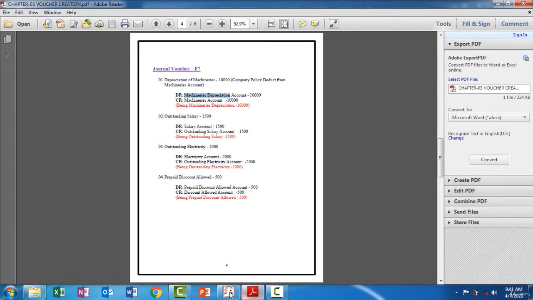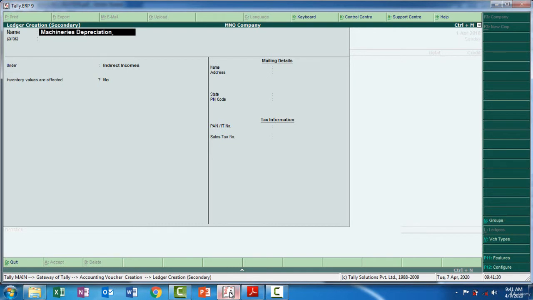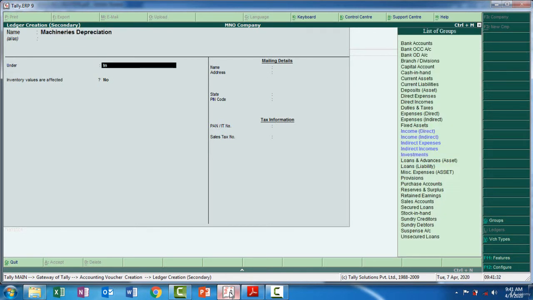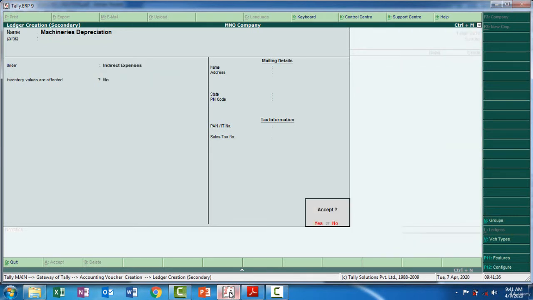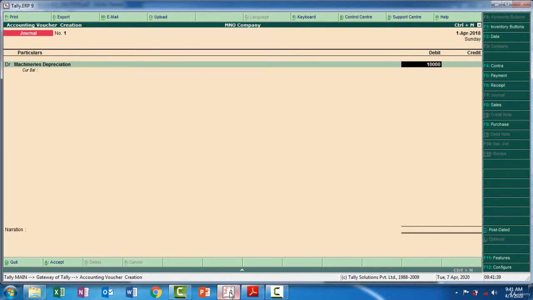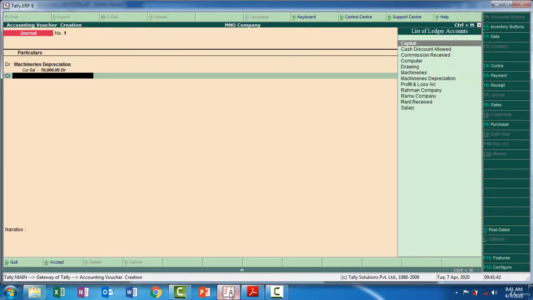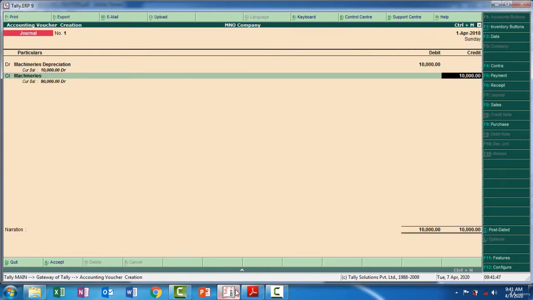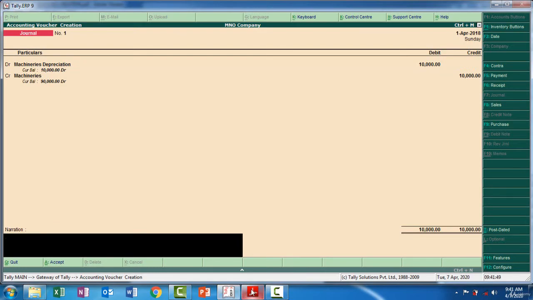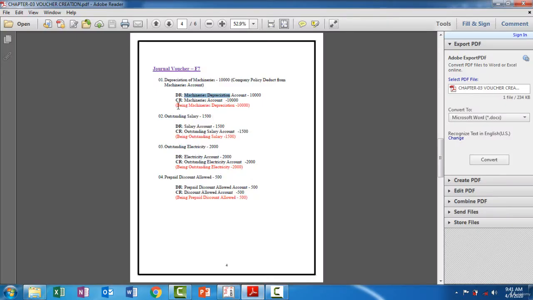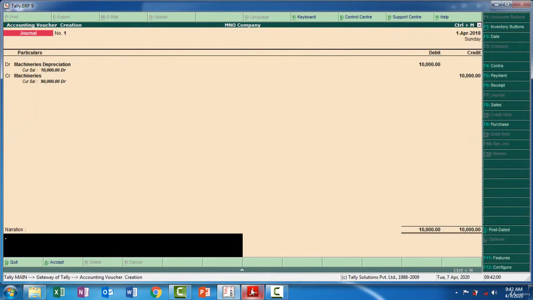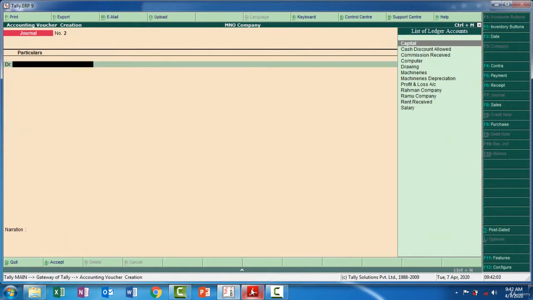So I'm going to create here machinery depreciation. It comes under the indirect expenses. The amount is 10,000. The second one is credit, machineries account. So we have to choose machineries, 10,000. The narration is being machineries depreciation 10,000. So now I'm going to put the narration, 10,000, then enter.